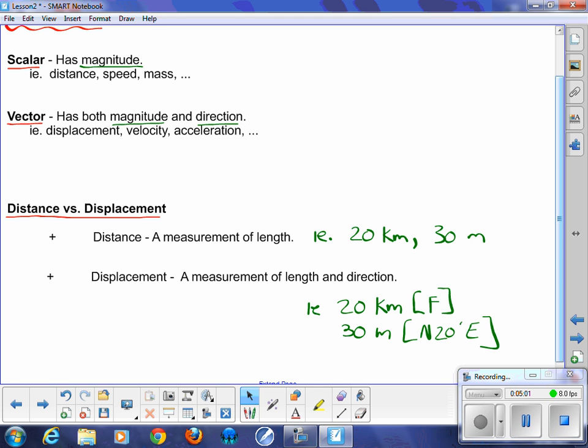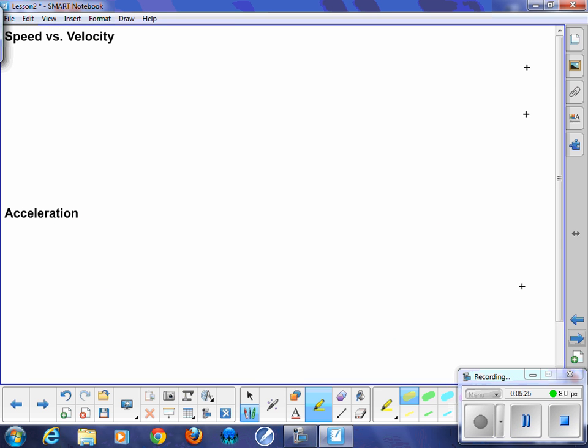Down here, I would have 20 kilometers, and we could label it as forward, or the 30 meters could be north 20 degrees east. So it's very important that we remember the difference between them. If I ask a test question and I ask for displacement, it's important that you give me an answer with length and direction. I'm not going to be asking you any longer for length and direction. I'm just going to say I want the displacement. And as a grade 12 course, the expectation is that's what you provide me when I ask for a vector.